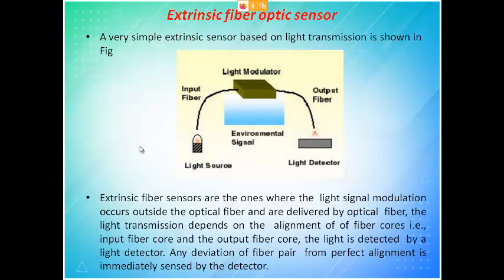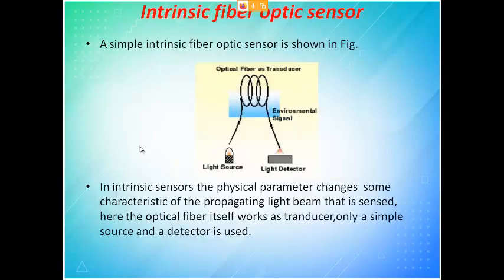The light transmission depends upon the alignment of the fiber cores, that is the input fiber core and output fiber core. The light is detected by a light detector. Any deviation in the fiber pair from perfect alignment is immediately sensed by the detector. This is what we call extrinsic. Whereas in intrinsic, the sensing happens inside the fiber itself. The word itself is very clear. In an intrinsic sensor, the physical parameter changes some characteristics of the propagating light beam, and that is sensed. The optical fiber itself works as a transducer, whereas in extrinsic it is not used that way. So only a simple source and detection unit is required in the case of intrinsic. There is no complication.